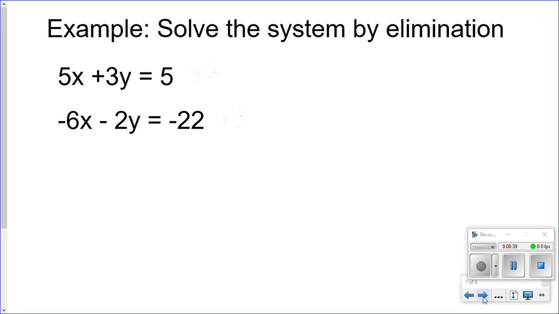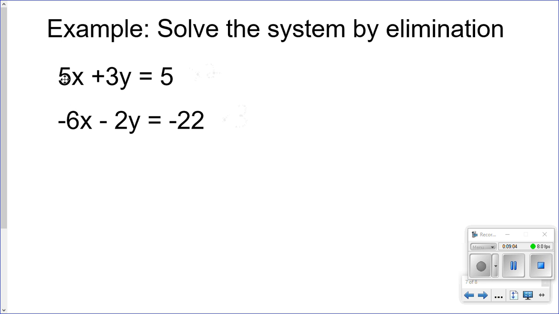Let's go ahead and try this next example. So this is our system. We have 5x minus 3y equals 5, and -6x minus 2y equals -22. So the x's are different signs, but not the same number. The y's are different signs, but not the same number. So neither of these would cancel out if I added them together right now. So I have to manipulate them.